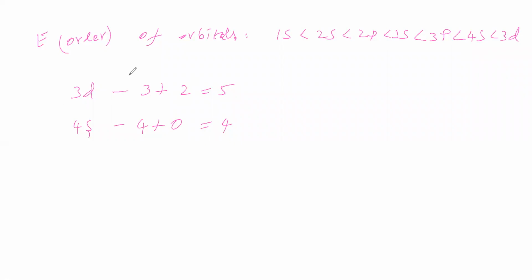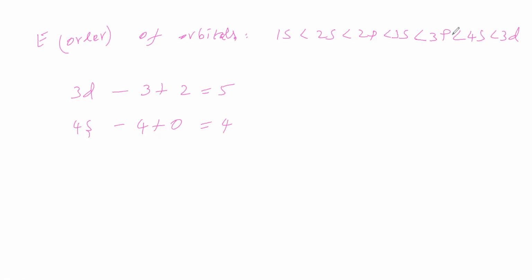Why? Because for 3d, the principal quantum number is 3, and the azimuthal quantum number for the d subshell is 2, so the n plus L value is 5. For 4s, the principal quantum number is 4 and the azimuthal quantum number for the s subshell is 0, so the n plus L value is 4. So the n plus L value is higher for 3d compared to 4s. So the energy of 3d is greater than 4s.